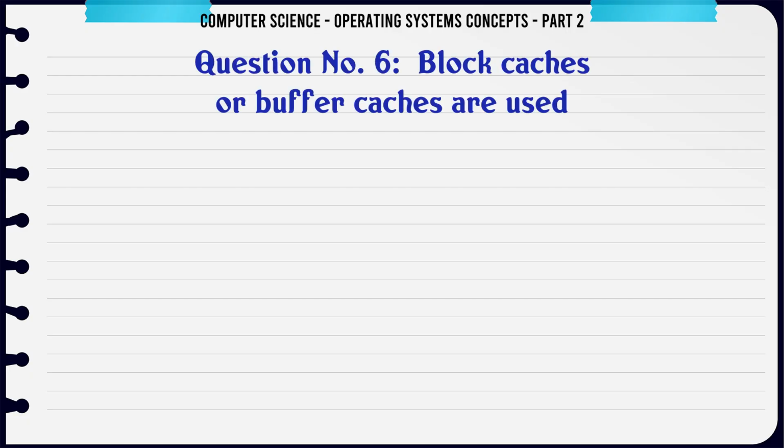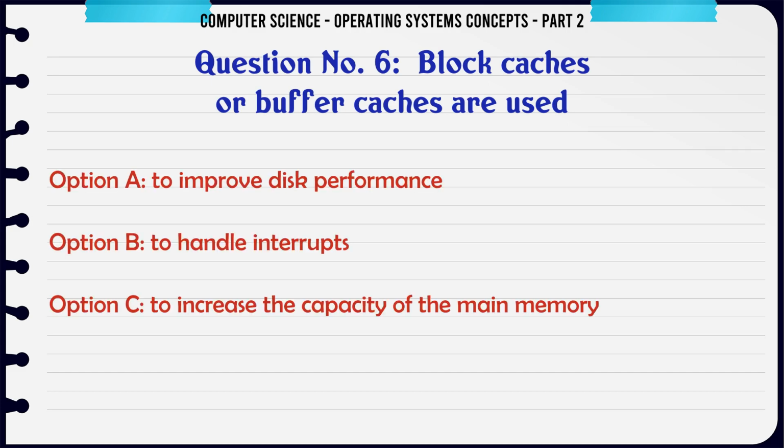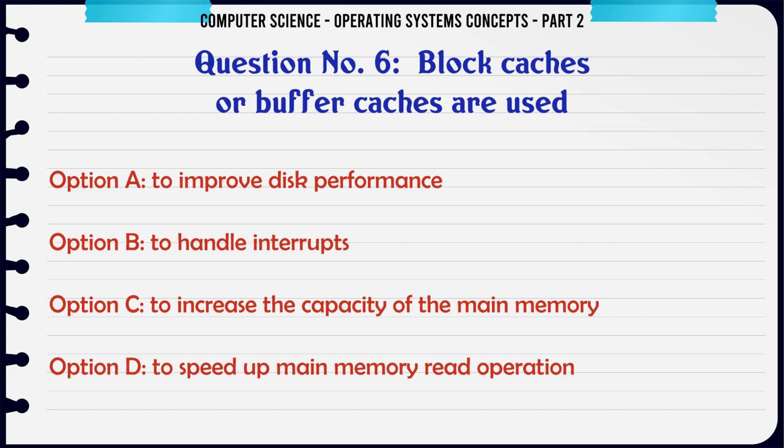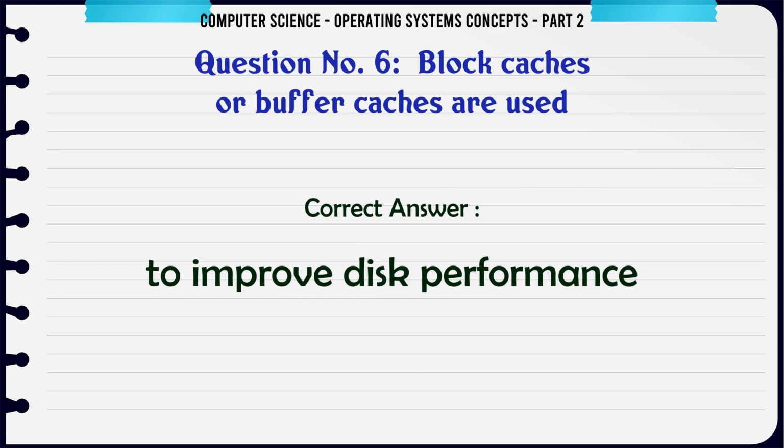Block caches or buffer caches are used: A. to improve disk performance, B. to handle interrupts, C. to increase the capacity of the main memory, D. to speed up main memory read operation. The correct answer is to improve disk performance.